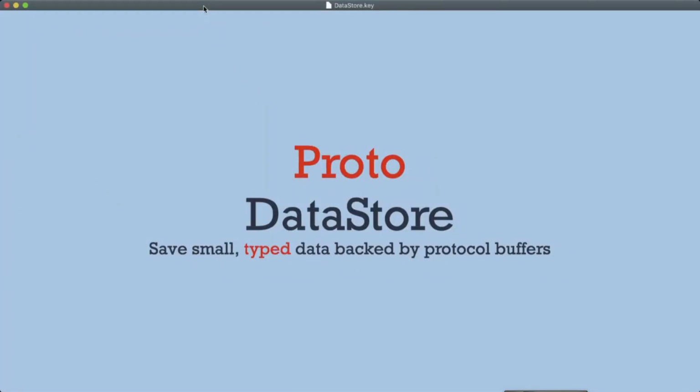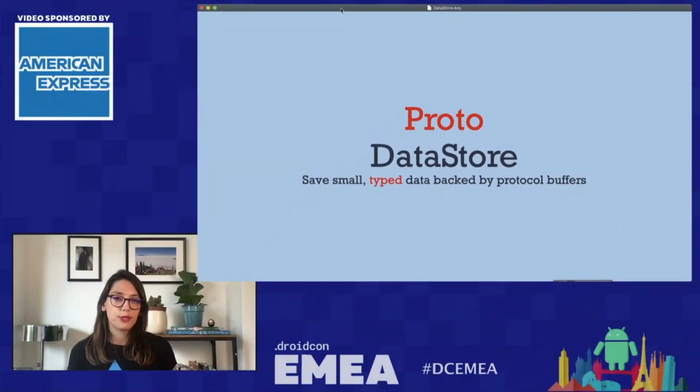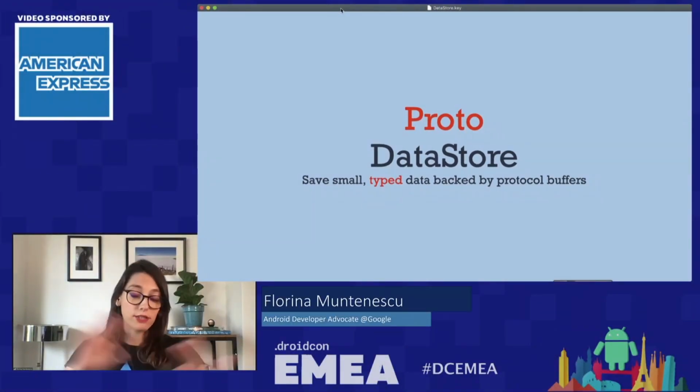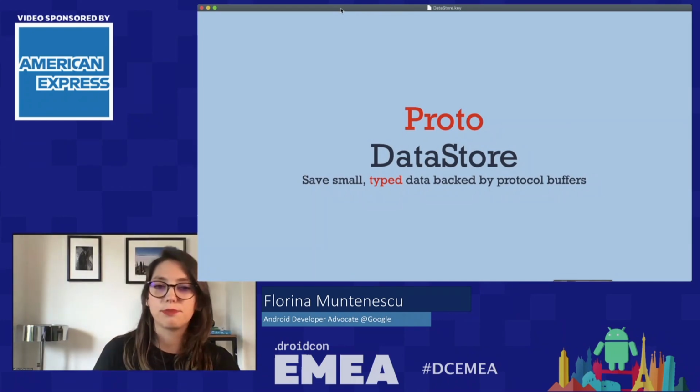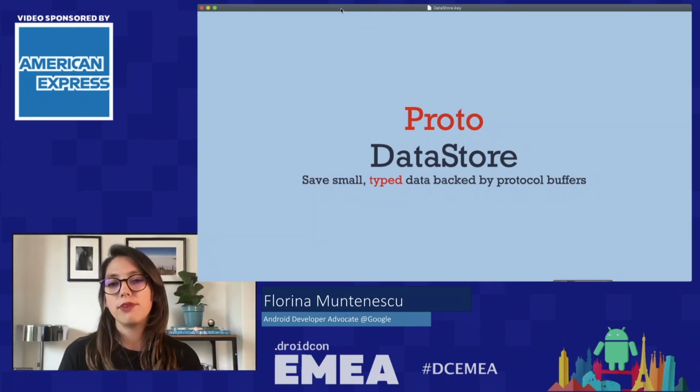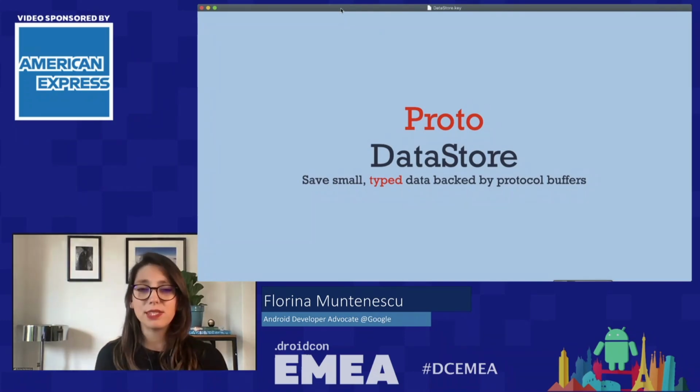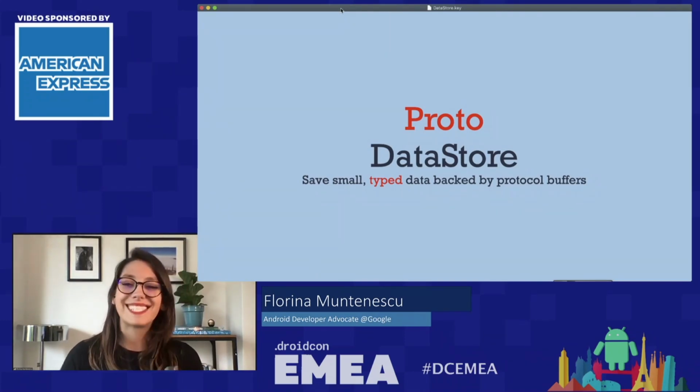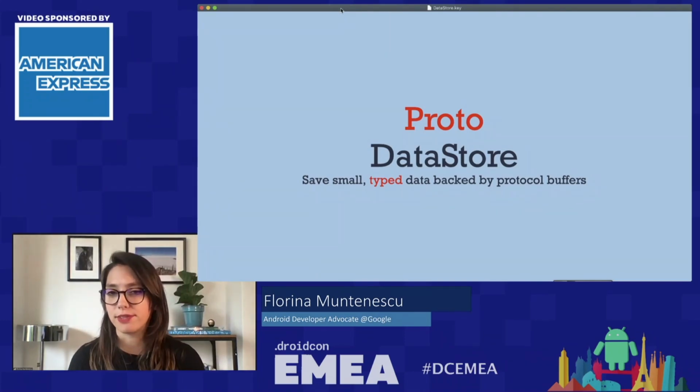Okay, so let's see how it works with Proto DataStore. There are actually a lot of similarities between Preferences and Proto DataStore, so I'll only focus on the things that are different with Proto DataStore. This allows us to save small typed data backed by protocol buffers. And if you're like me and you never worked with protocol buffers before working with DataStore, let's do a super tiny crash course in protocol buffers.